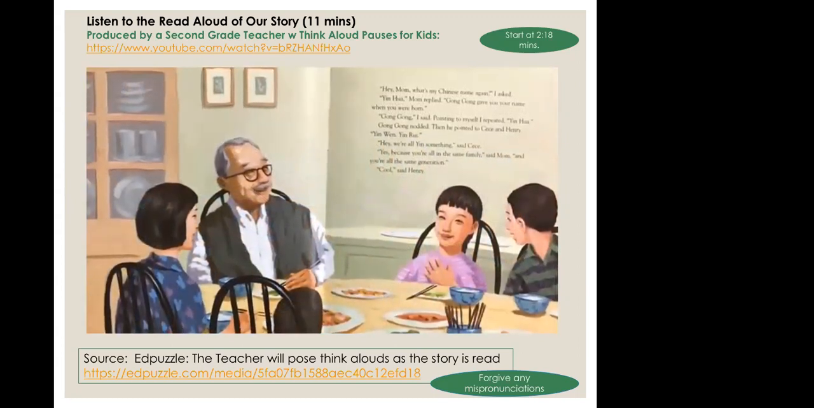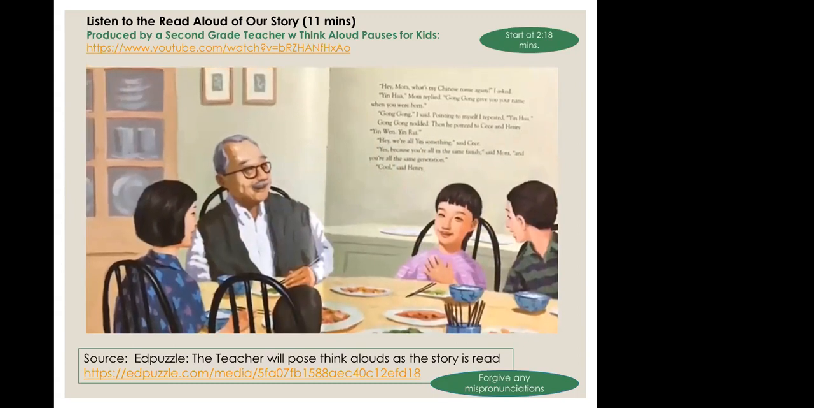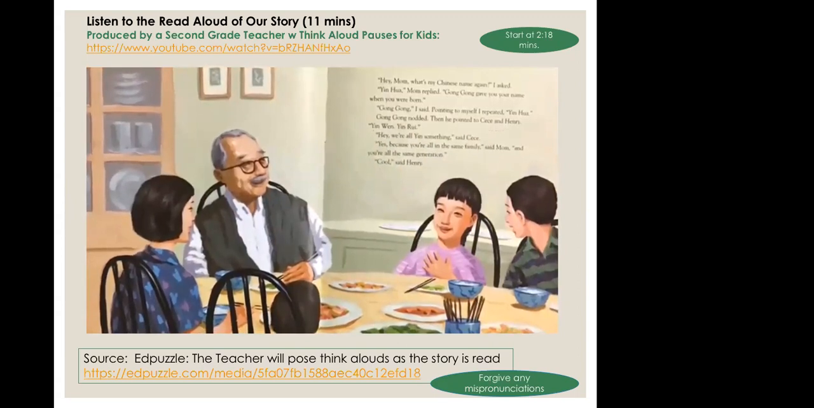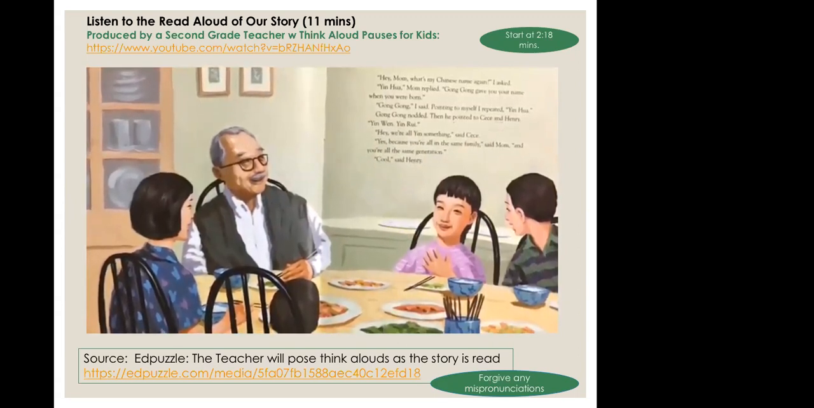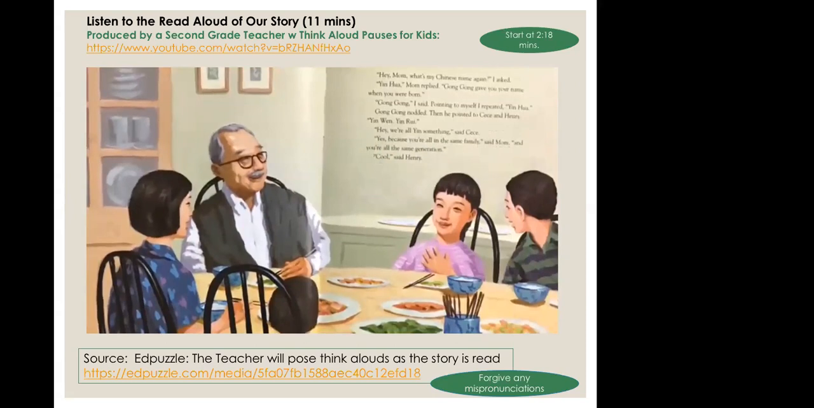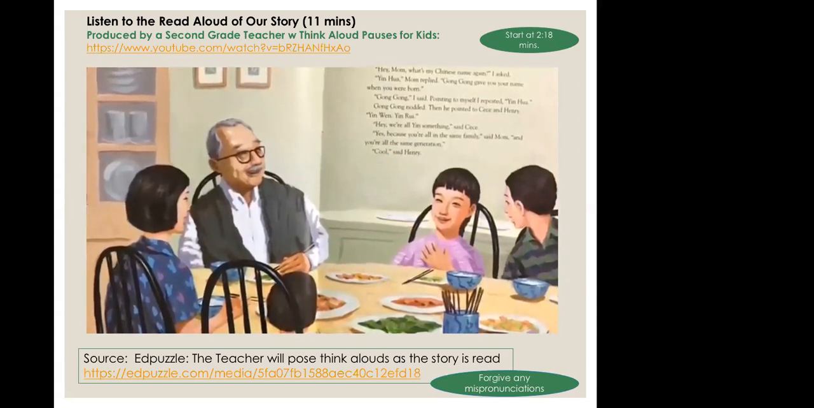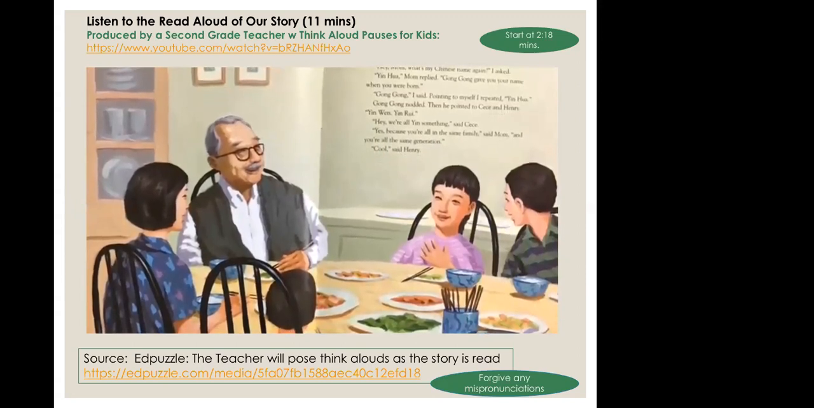"Hey, Mom, what's my Chinese name again?" I asked. "Yinhua," Mom replied. "Gong Gong gave you your name when you were born." "Gong Gong," I said, pointing to myself. I repeated, "Yinhua." Gong Gong nodded. Then he pointed to Cece and Henry.